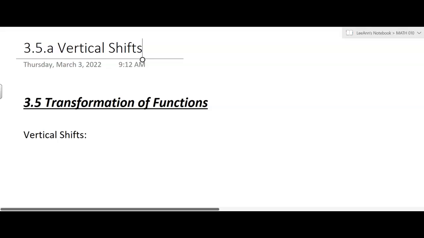Okay, so now we're going to talk about, in this section 3.5, transformations of functions. So there's different ways we can take a basic function and we can move it or we can change the shape of it, and those are called transformations. And there's a few different kinds. We're going to start with what's called a vertical shift.